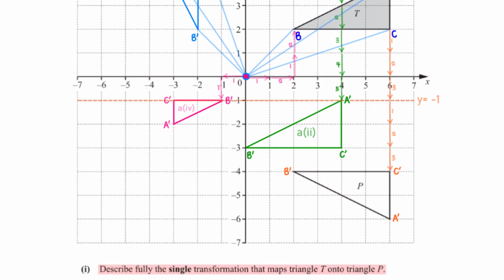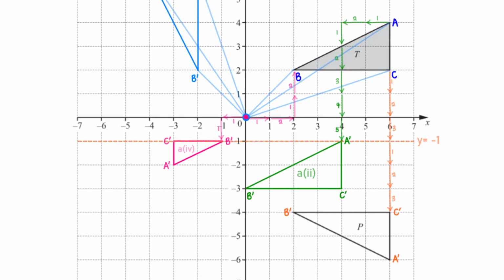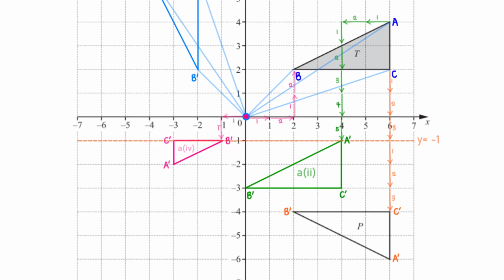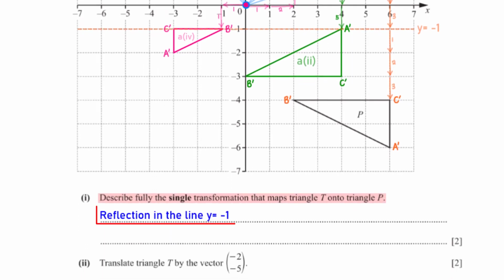Describe fully the single transformation that maps triangle T onto triangle P. When we look at triangle T and triangle P, they have the same size but their orientation is different, which means the transformation is either a reflection or a rotation. In this case, we see that triangle P is a mirror image of triangle T in the line y equals -1. And so the full description for the transformation is reflection in the line y equals -1.